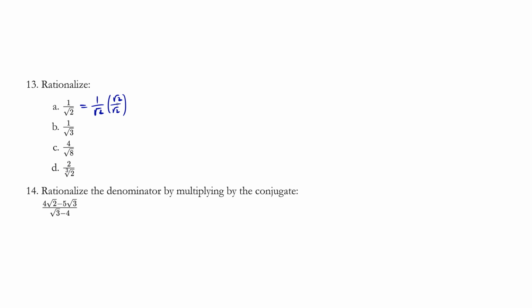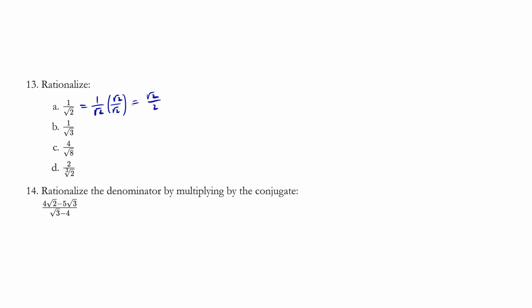However, when you multiply across, we know this is the same thing as root 2 over 2. Root 2 times root 2 is root 2 times 2, which happens to be the square root of 4, which is just 2. It's going to be the inside. So this is rationalized.